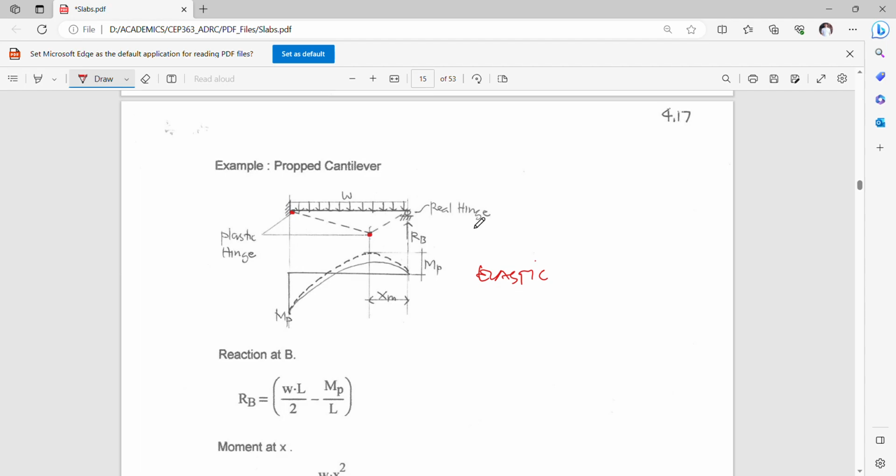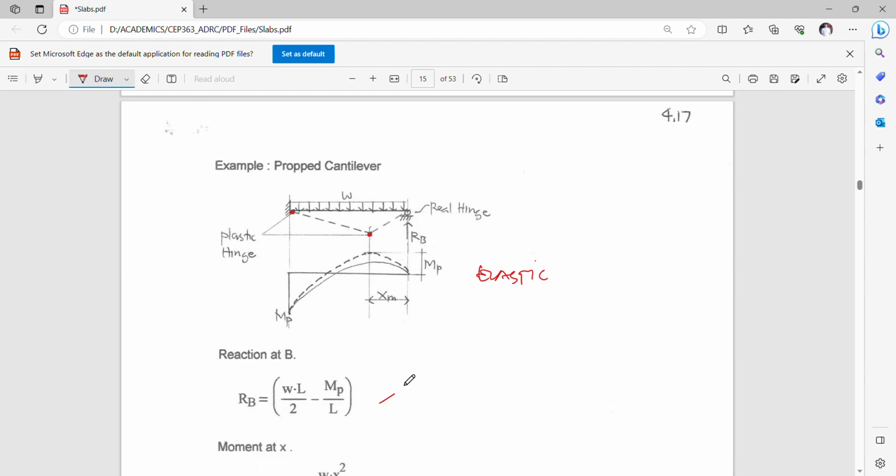Okay, so this is a real hinge. So what we expect here is to create a plastic hinge, or to form a plastic hinge at the point very near these critical points or critical sections. And using elastic methods, we can simply solve for the reaction at point B by this formula.